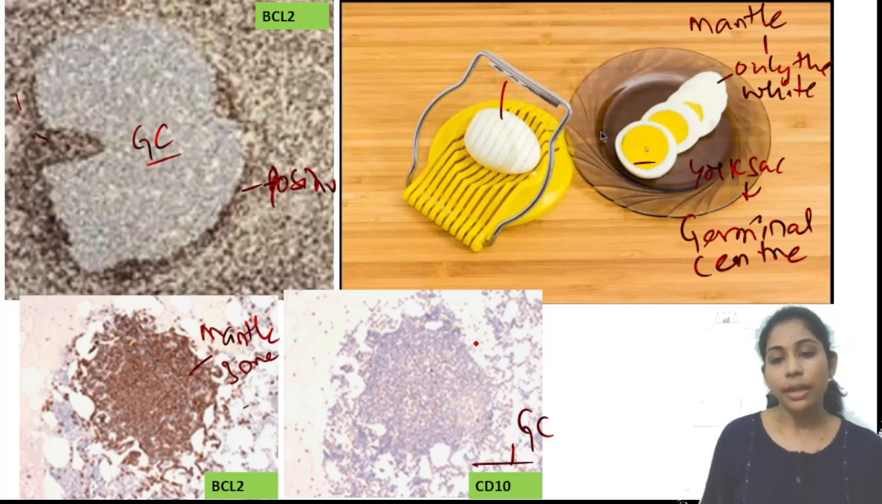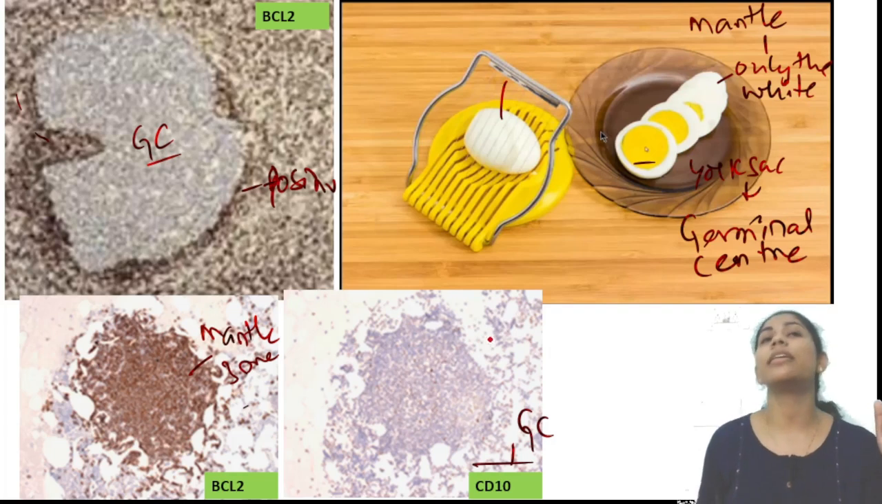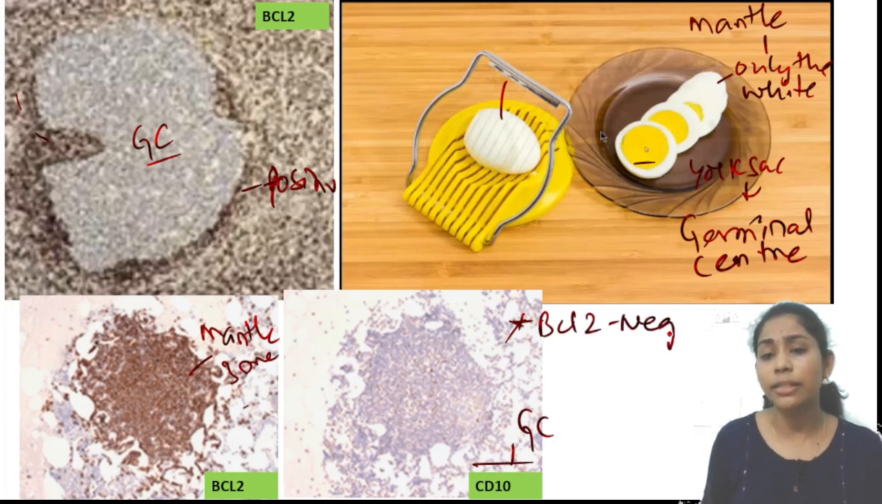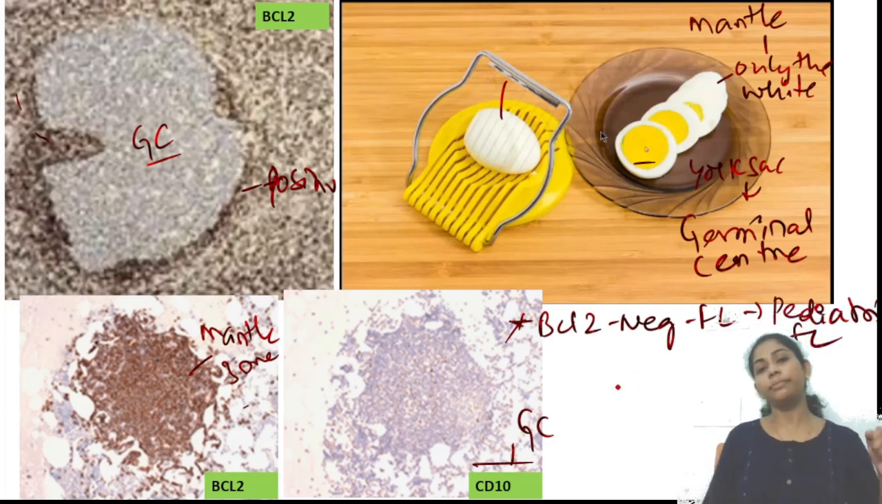Okay, then I want to ask you one question, which we will discuss in the lymph node section. Which follicular lymphoma is BCL2 negative? BCL2 is the characteristic marker, right? BCL2 negative follicular lymphoma. Anyone? It is pediatric follicular lymphoma.